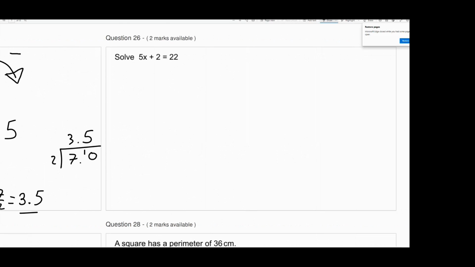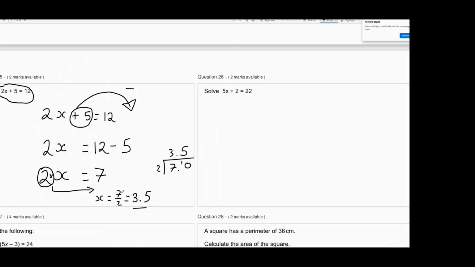So if we look at number 26, we're going to do the same sort of thing. I'll zoom out a little bit. So we've got to do pretty much the same steps. It's just different numbers. So we'd have to take the 2 away first. So if we take the 2 over, think about what it will become. So work that bit out, and then see what you would have to do to get rid of the 5. Okay, once you've done that, we should be able to get x.